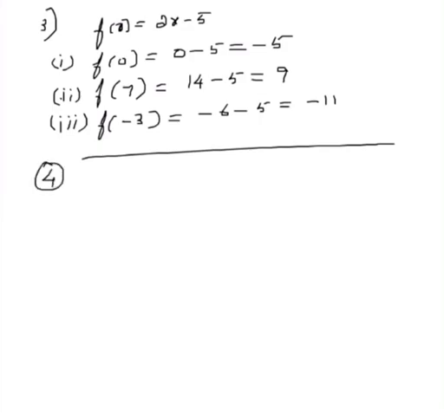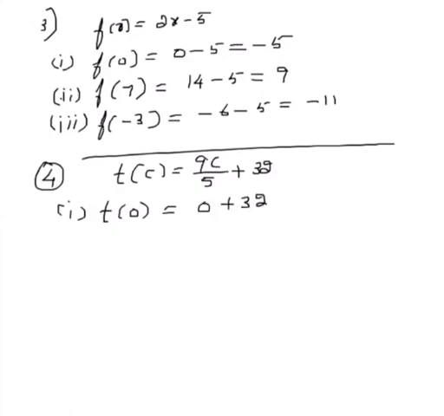Question number 4. The function t, which maps temperature in degrees Celsius into temperature in degrees Fahrenheit, is given by t of c is equal to 9c by 5 plus 32. We have to find t of 0. So the c value is given as 0. If you put c as 0, you get 0 plus 32, which is 32.